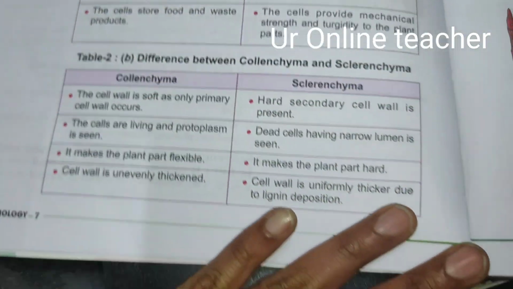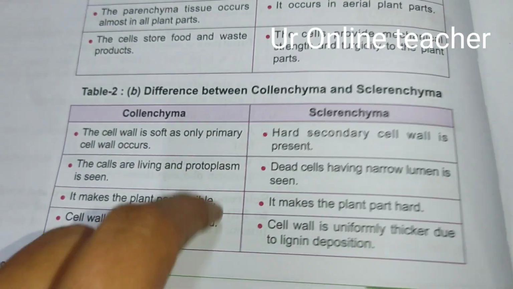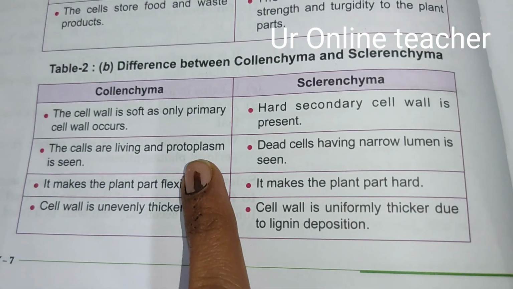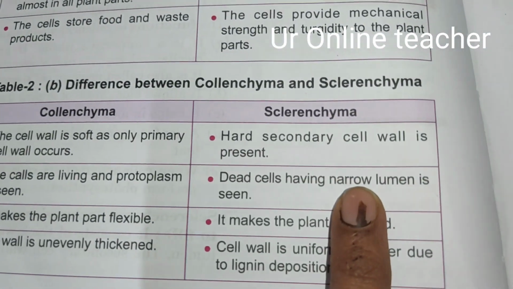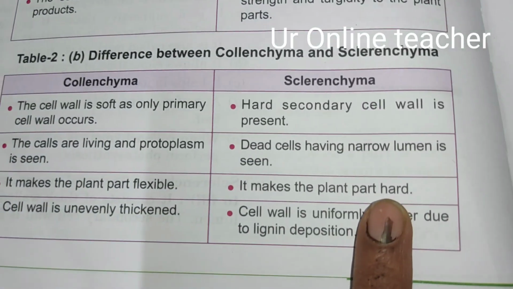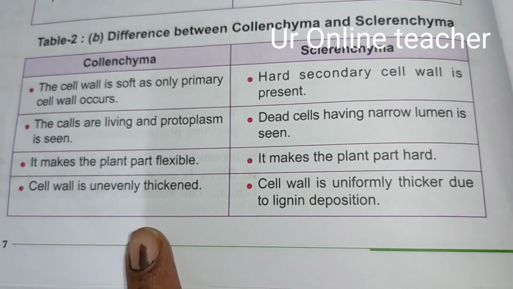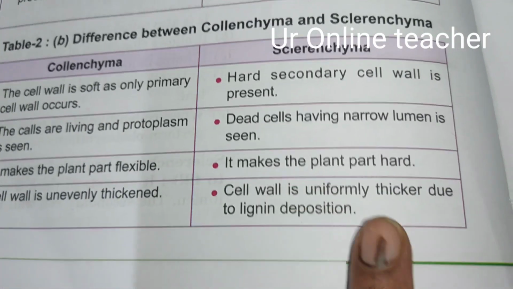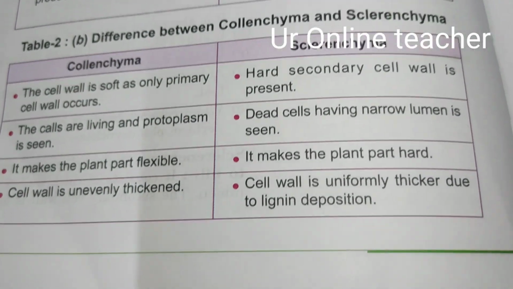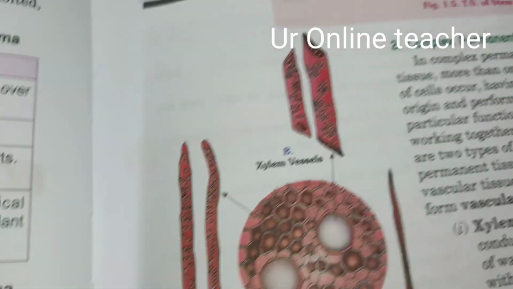And again the difference between collenchyma and sclerenchyma they give. Cell wall is soft, here hard. They are living and protoplasm is seen. They have narrow lumen. It makes the plant parts flexible. It makes the plant parts hard. Here cell wall is unevenly thickened. Here cell wall is uniformly thick due to lignin deposition. Like this they gave the difference.